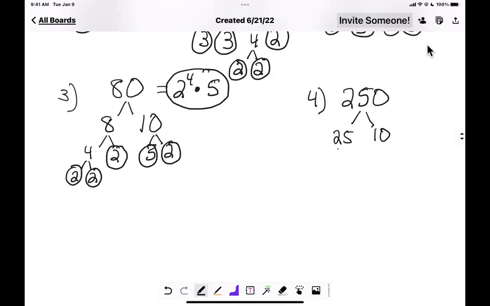So 25 breaks down to, oh, actually, this is a big number. It's sort of nice. 5 times 5, they're both prime. And 10 breaks down to 5 and 2, and they're both prime. That was actually nice. For a kind of big number, it's sort of nice. So my answer would be 2 times 5 to the third.